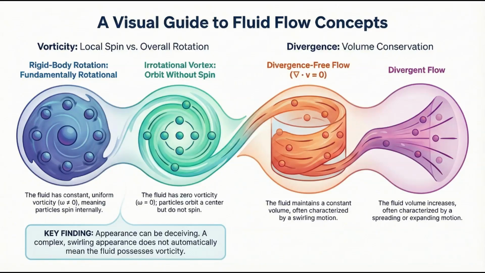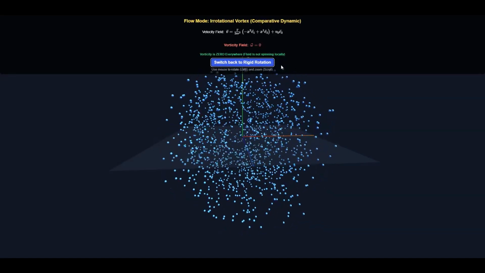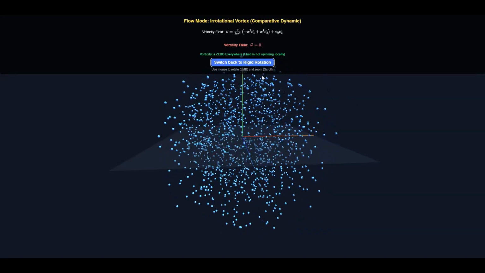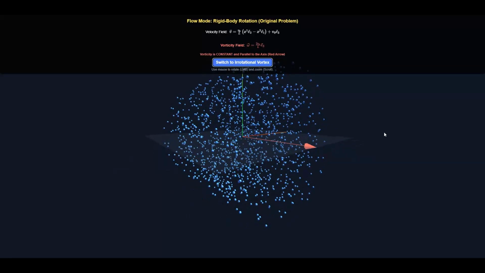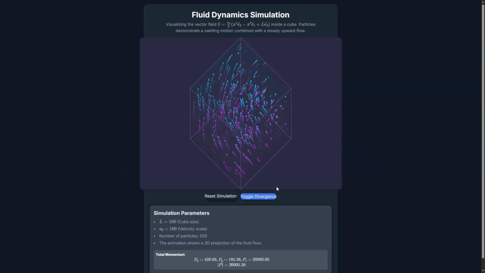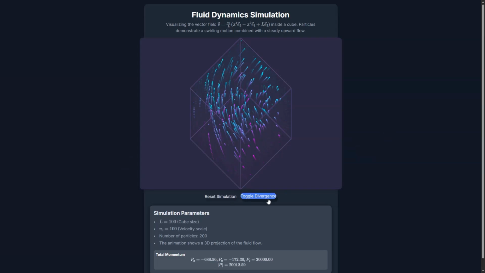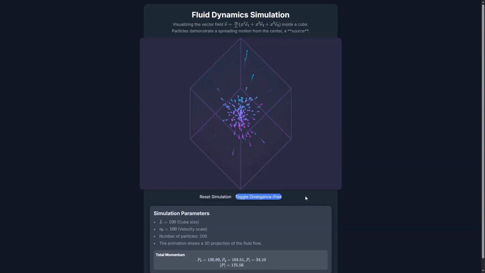This is the brief on fluid dynamics concepts: divergence, vorticity, and momentum. We're breaking down some key fluid mechanics ideas, looking at both a technical problem with a constant density fluid and an interactive tool that shows flows that either conserve volume or genuinely rotate. First, let's talk about verifying volume conservation through divergence.